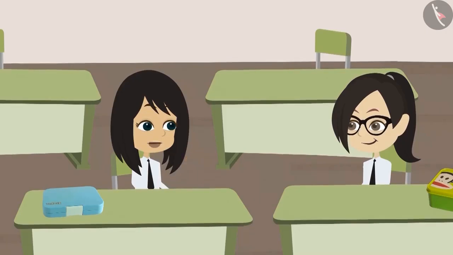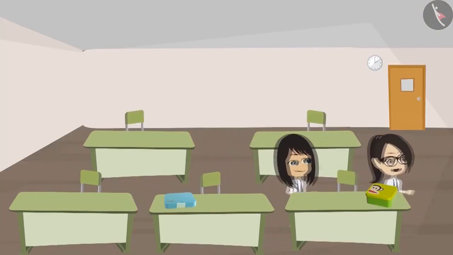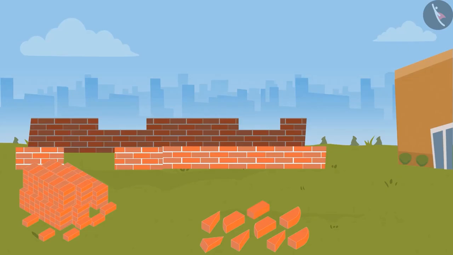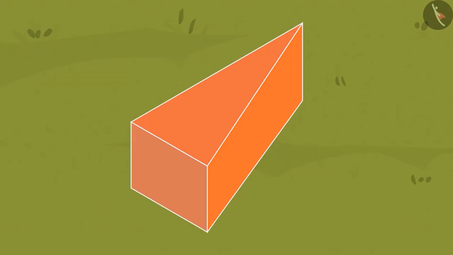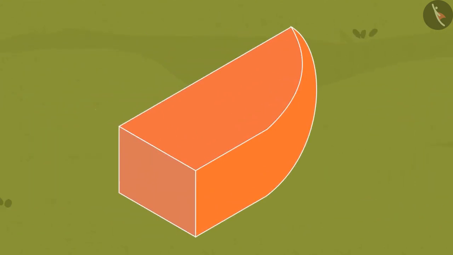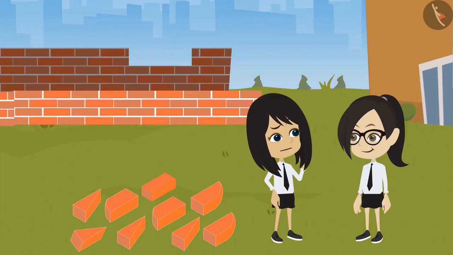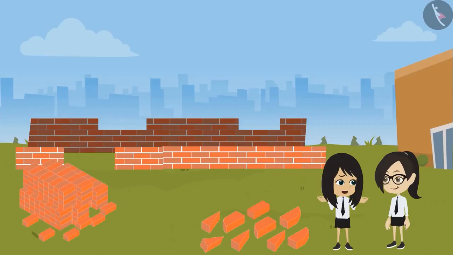Vandana, let's go and see how much of our canteen has been built. Let's go. We will meet engineer sir as well. See, Vandana, there are some other shapes of bricks here. This one is triangle in shape. And look here, this one has a round bottom. I don't understand this. Engineer sir told us bricks are cuboid in shape. Then why are these of different shapes?